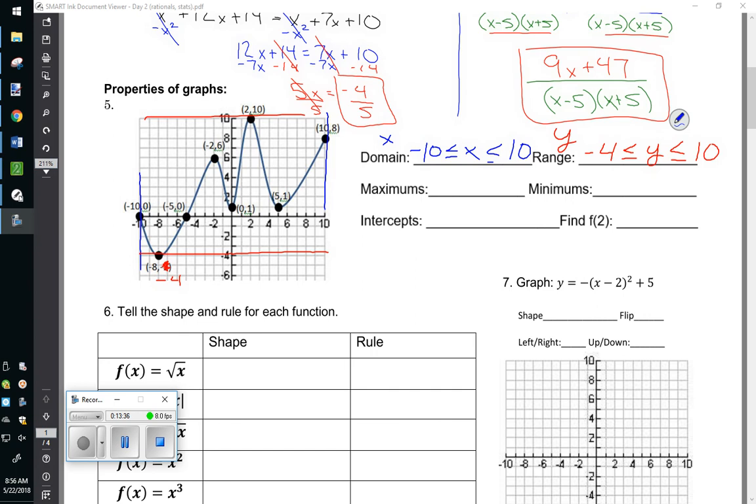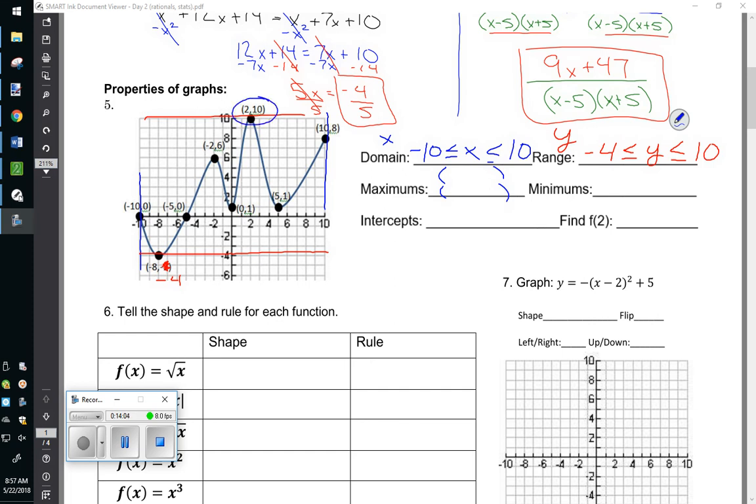Maximums. When we talk about maximum, we're talking about the highest points in this graph where it changes from increasing to decreasing, from going up to going down. Show me with your fingers, how many maximums do you have on this graph? Two different maximums. Do we write them as ordered pairs or points? Or x equals? Okay, good. Sorry, I teach this in two different classes and we teach it slightly different.